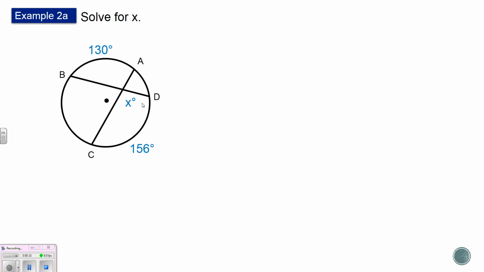So here's an example. I want to figure out this angle. I didn't give this a letter, but it's this angle that we're looking for. So this angle is vertical to this one, and so we're dealing with these 2 arcs, 130 and 156. So I'm going to take the average of those 2 arcs, and when I do, I get 143 degrees. So that's how you would do that.